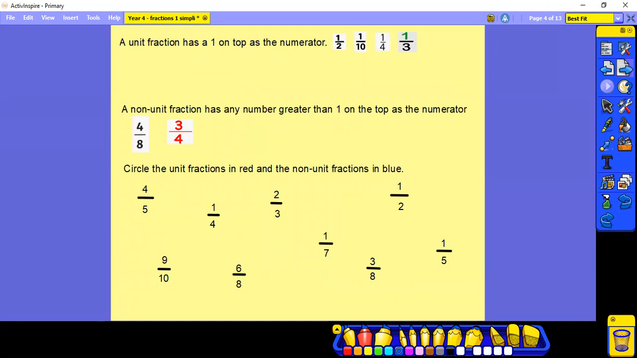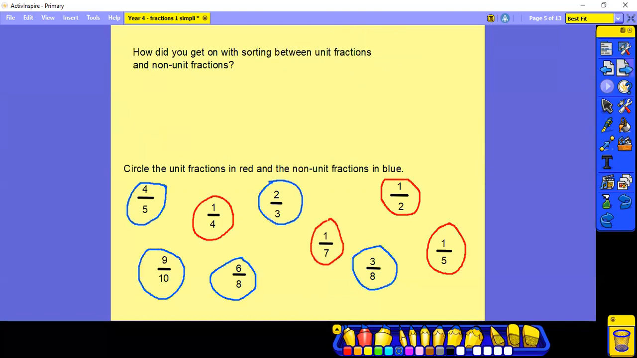A unit fraction, can you remember what it does? It has a 1 on the top as a numerator. And I've got some examples here: half, tenth, quarter, and a third. A non-unit fraction has any number greater than 1 on the top as the numerator. So here we have 4/8 and 3/4. Can you circle the unit fractions in red and the non-unit fractions in blue? Pause whilst you have a try. How did you get on? So here's mine below. Pause whilst you check yours.